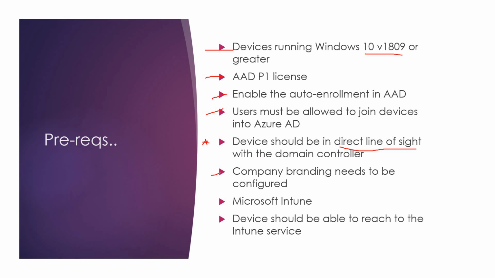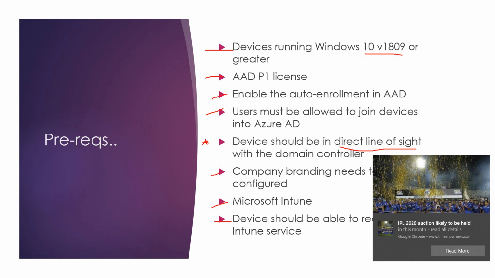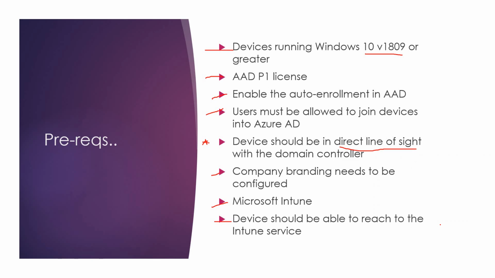Company portal branding needs to be configured, not a prerequisite, but if it is configured, then the end user can actually see that the Autopilot profile has taken effect on the device. Microsoft Intune should be there, or any other MDM. We are going to focus on Microsoft Intune for now. The device should be able to reach the Intune service, meaning that the device should have internet access, or even if it has only intranet access, the firewall and the proxy should be able to route the device directly to the Intune service without any blockage of the ports.